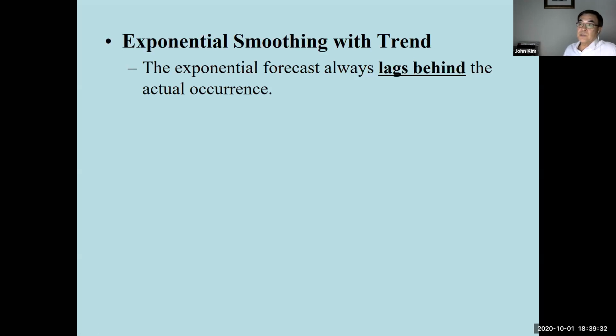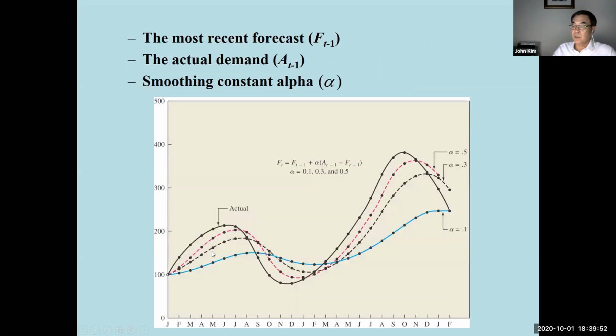Exponential smoothing with trend. If we use the exponential smoothing technique, then one problem is lagging behind. It's like this. Now, actual demand moves like this.